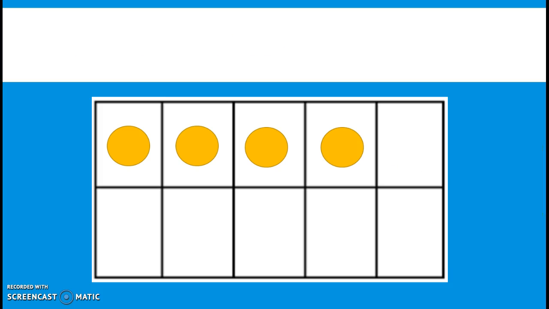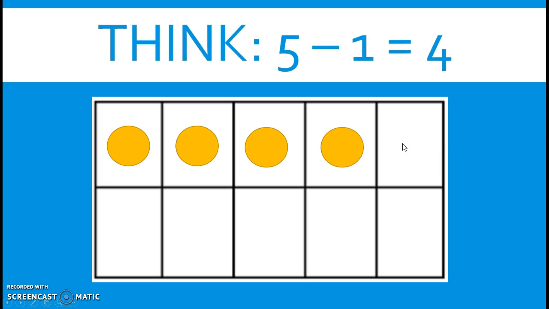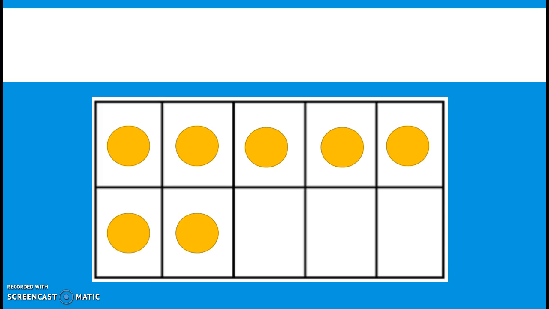Now this 10 frame has 4 chips. I know in my mind that if one row is filled up, that would be 5 chips. But if I see that one spot does not have a chip in it, I would know that there's 4. I think in my mind 5 minus the one empty space would give me 4. I can automatically look at this 10 frame and know that there are 4 chips.